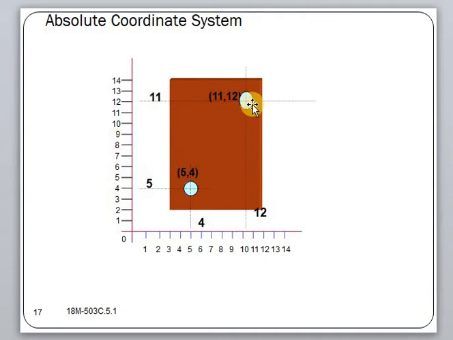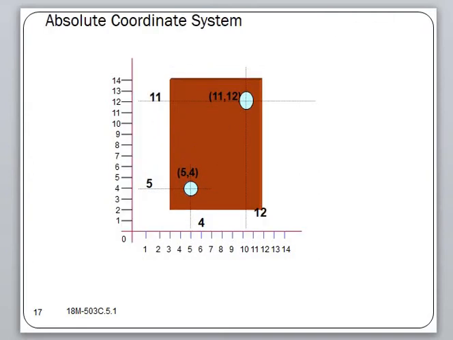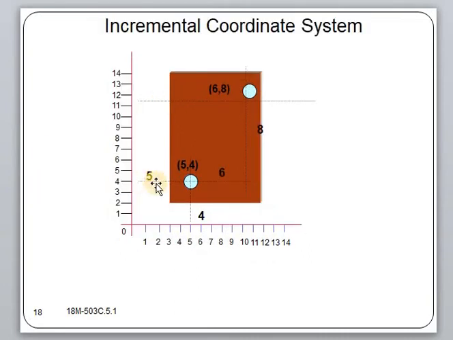So they say point 11, 12 is expressed in incremental coordinate system with the 6, 8. So 5 plus 6 is 11, 4 plus 8 is 12. So this is the absolute coordinate system and this is the incremental coordinate system.